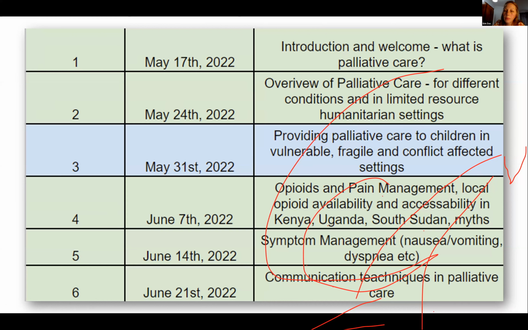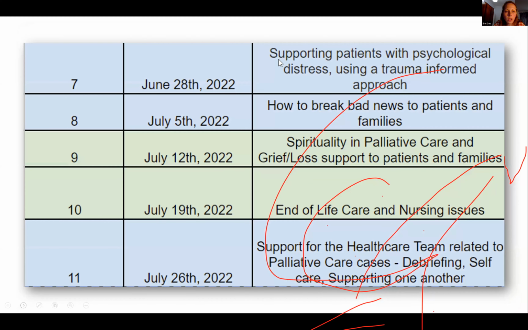On May 31st, our third session, this is the open session or a CME, in which we will talk about providing palliative care to children in vulnerable settings. On June 7th, we will talk about opioids and pain management. June 14th, about symptom management, and June 21st, about communication techniques in palliative care. We will then go on to June 28th, where we will talk about supporting patients with psychological distress, including a trauma-informed approach. And this is an open session CME session.